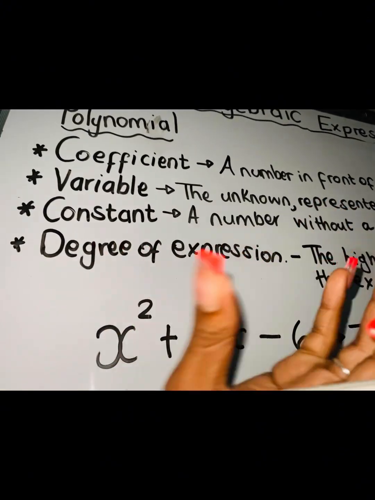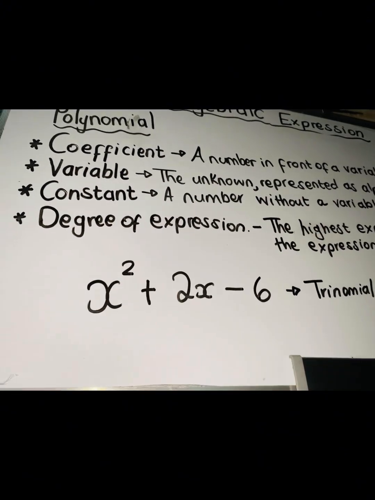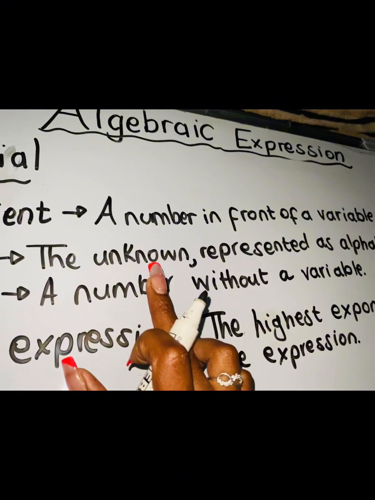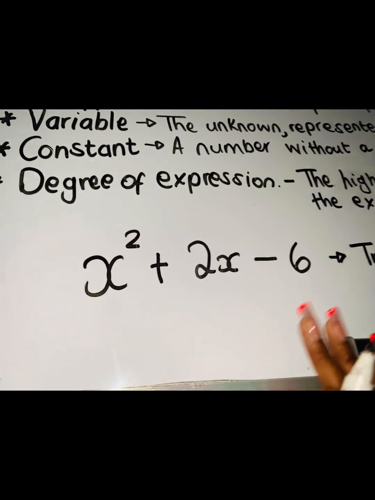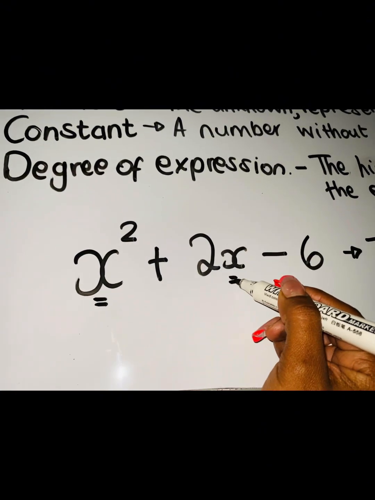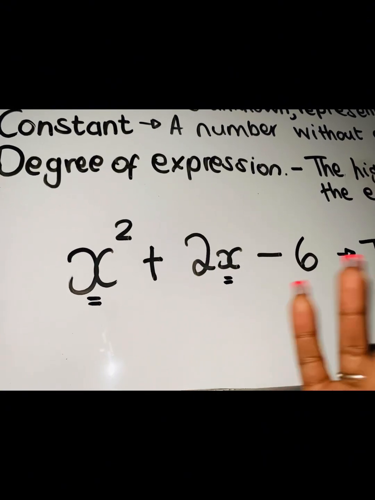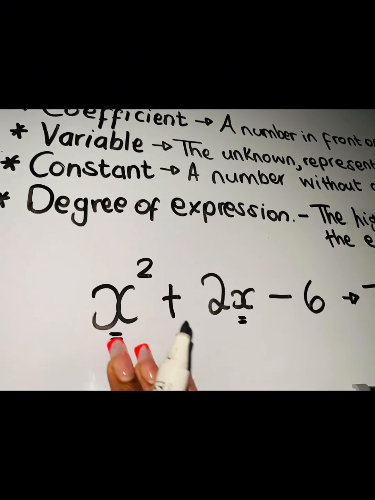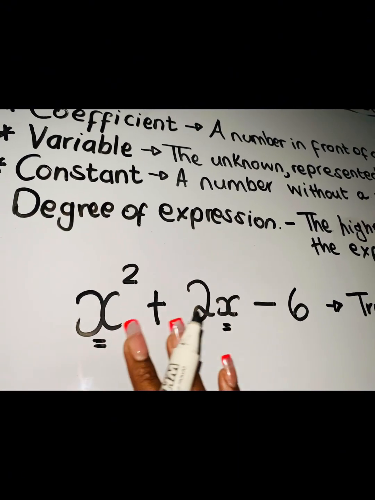Now I'm going to explain what the coefficient, variable, and constant is. But first, let's start with a variable. So variable is the unknown and it is represented as alphabets. Right, when we look at this, we have numbers and alphabets. So you see this and this, we call it a variable because we do not know what x is. So x can be anything, but now in mathematics we represent it like this. So we call this a variable and it's written in form of alphabets.